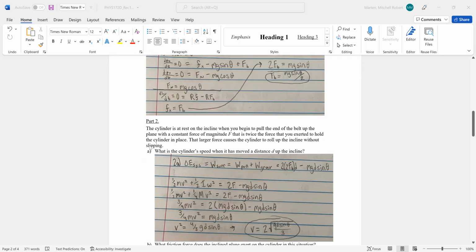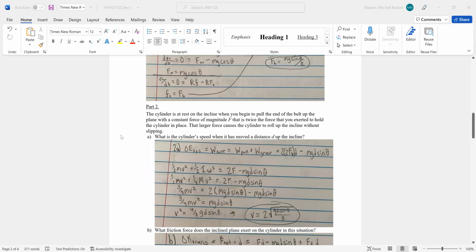Cool. So for part 2, it says that the cylinder is still at rest on the inclined plane, but now you begin to pull the belt up the plane with a constant force magnitude F that is twice the force you exerted to hold the cylinder in place. It says the larger force causes the cylinder to roll up the incline, obviously, without slipping. And then it asks, what is the cylinder speed when it has moved a distance d up the incline? So obviously, when we're talking about a force times the distance, I automatically think work, right? So I used the energy principle to solve this.